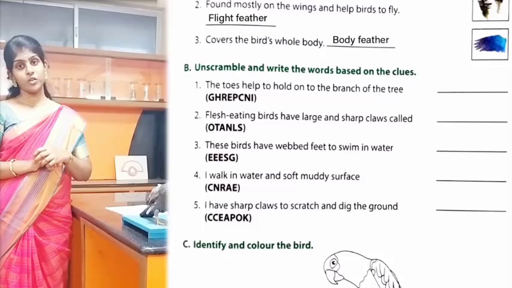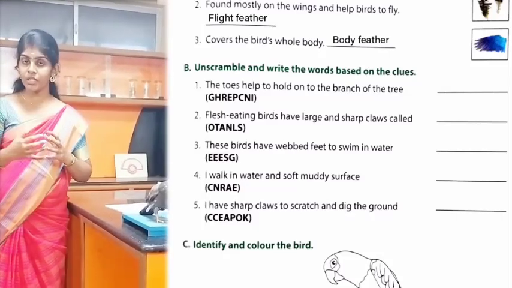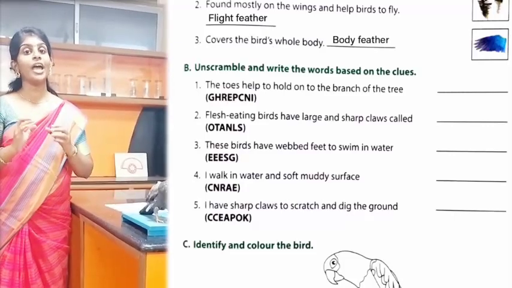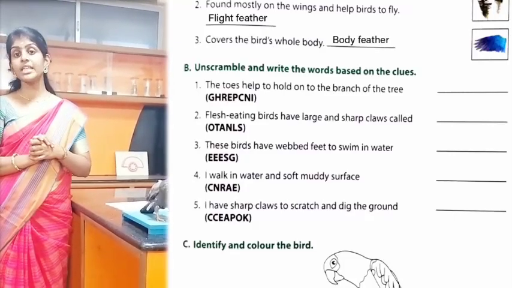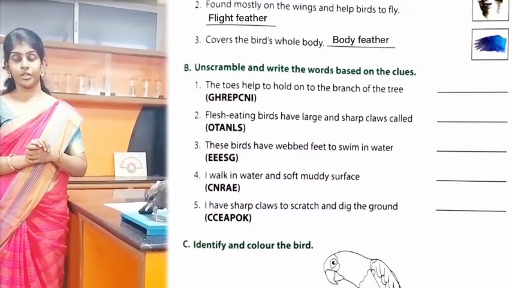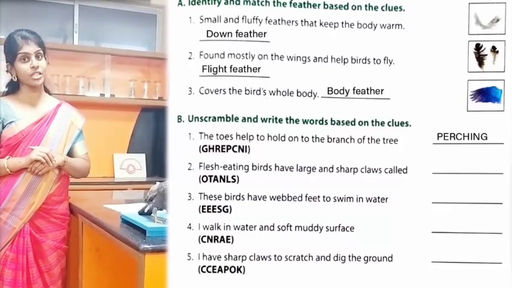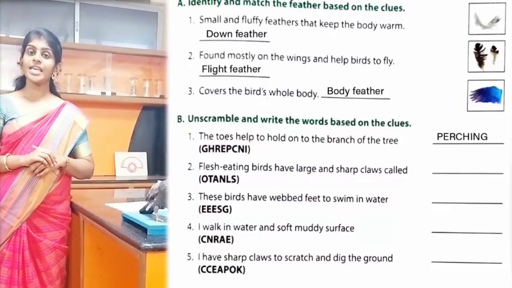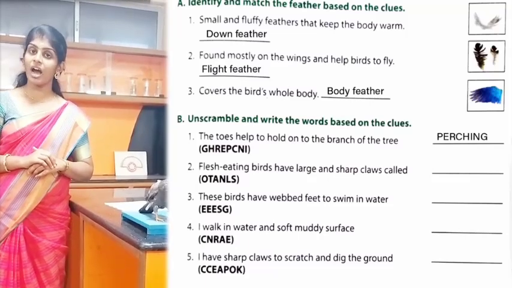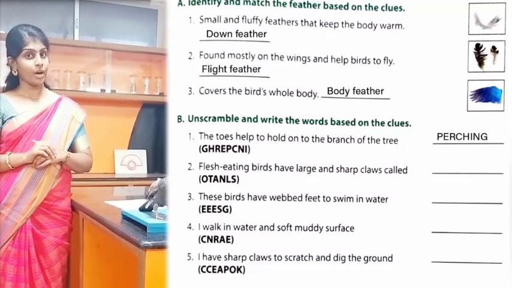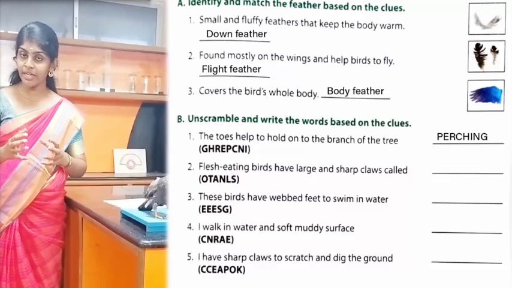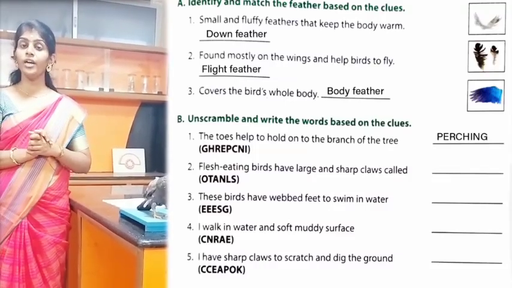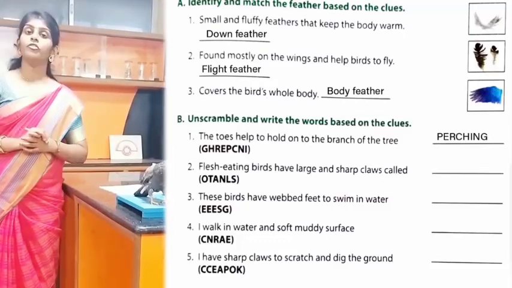The first one is the toes which help to hold on to the branches of the tree. So the type of birds which have toes to hold the branch of the tree are called perching birds. So what is the spelling of perching, children? P-E-R-C-H-I-N-G. Perching. The type of bird which have toes to hold the branches of the tree are called perching birds.